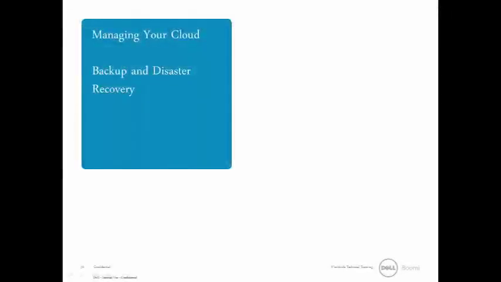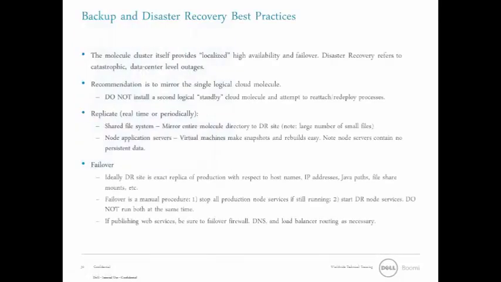So another aspect of providing a resilient private cloud is going to be the backup and disaster recovery strategy in the case of a catastrophic failure. And just to point out that the molecule itself, the multiple nodes, provides a level of localized high availability in failover if one of the nodes goes down. But when we're talking about disaster recovery, we're talking about losing the entire data center, or it goes offline or something like that, and we need to shift all of our operations to a DR site.